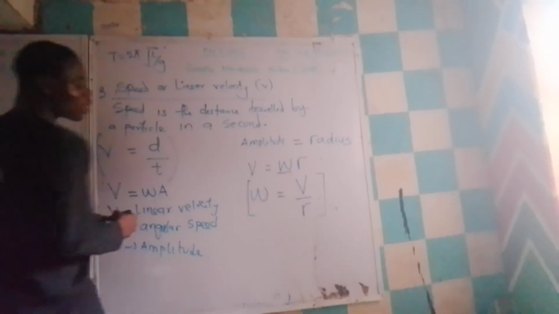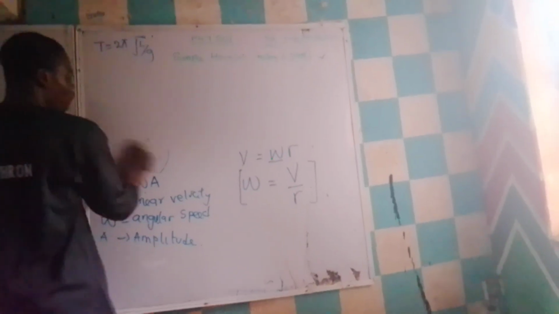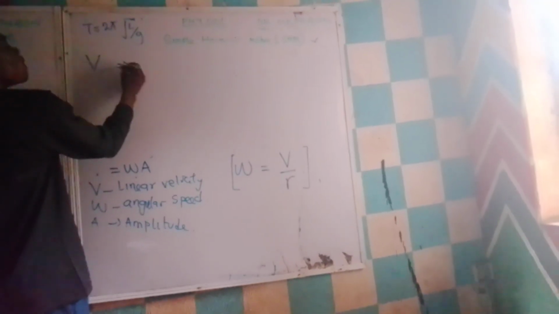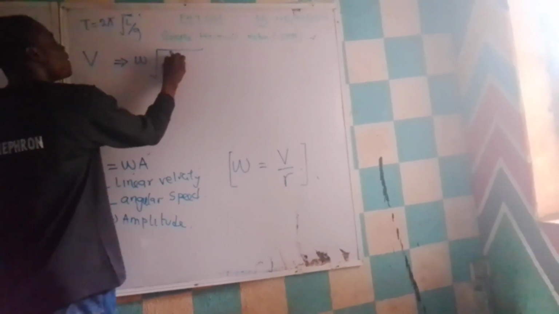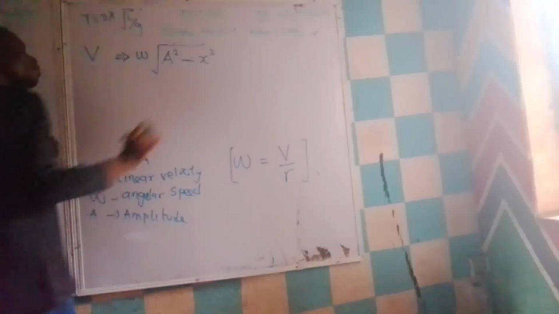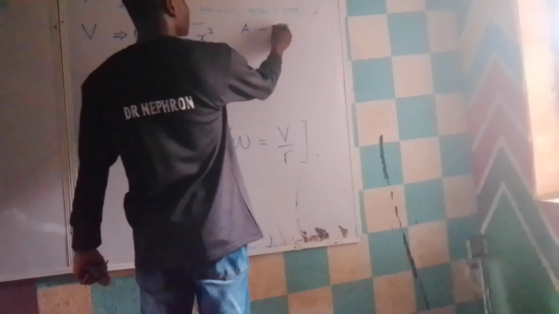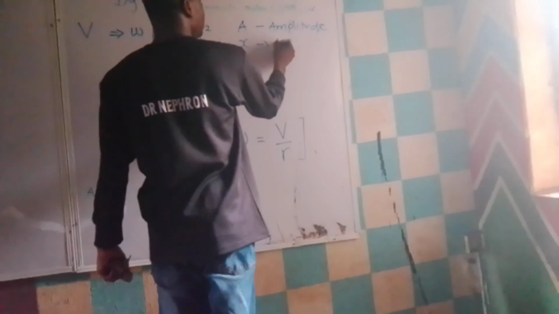But note, this formula actually comes from this particular formula: V equal to W square root of A squared minus x squared. JAMB usually asks this particular question very well. Now, this is where the formula comes from. So V equal to W square root of A squared minus x squared, where A is the amplitude and x is my displacement.